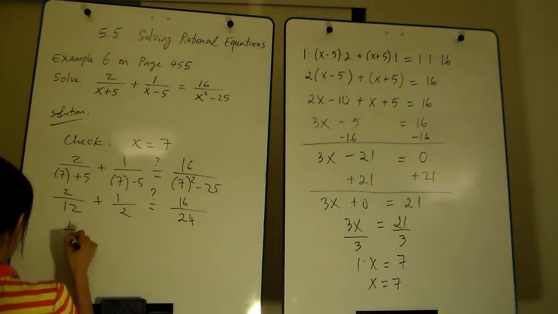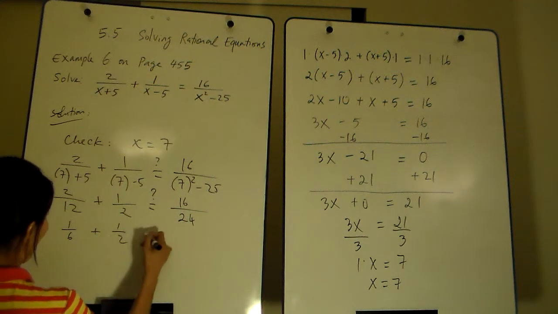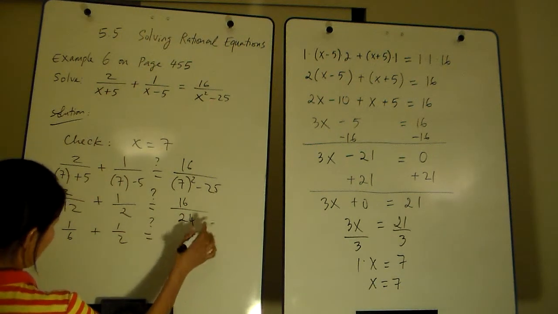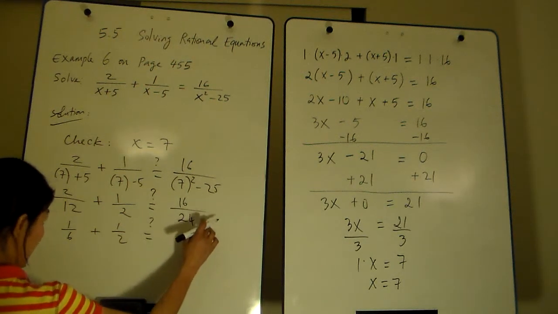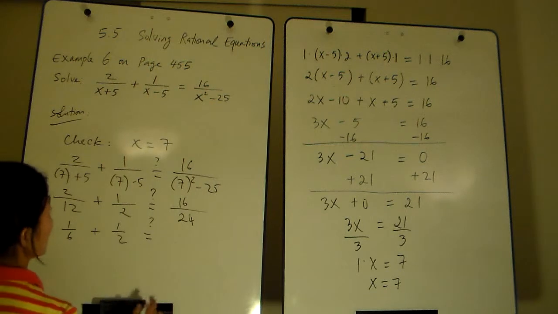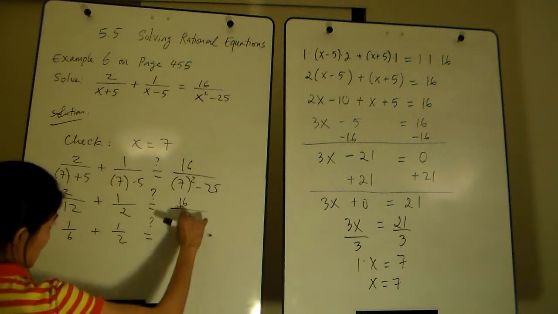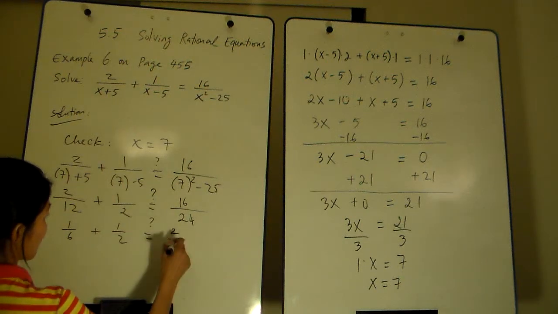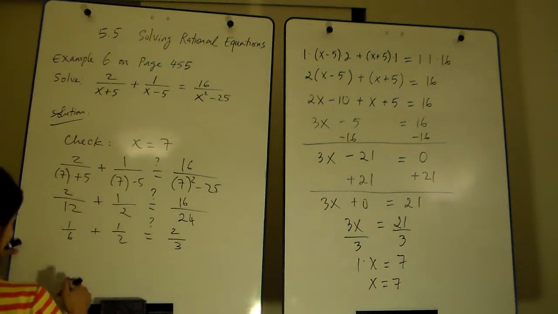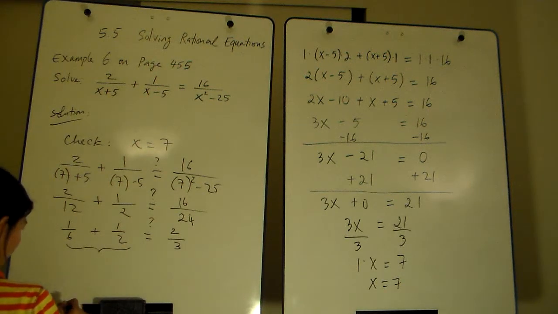This becomes 1 over 6 plus 1 over 2. On the right side, you can simplify by 4, so you have 4 over 6. Actually, you can simplify by 8. So divide 16 by 8, you get 2. Divide 24 by 8, you get 3. Alright, you need to combine these two fractions.